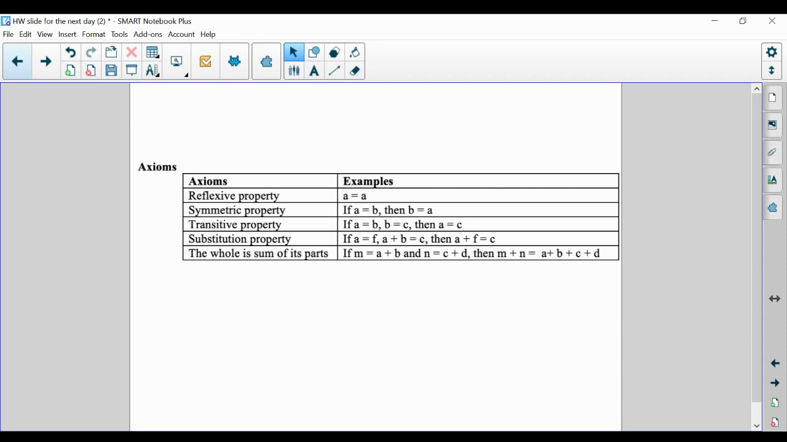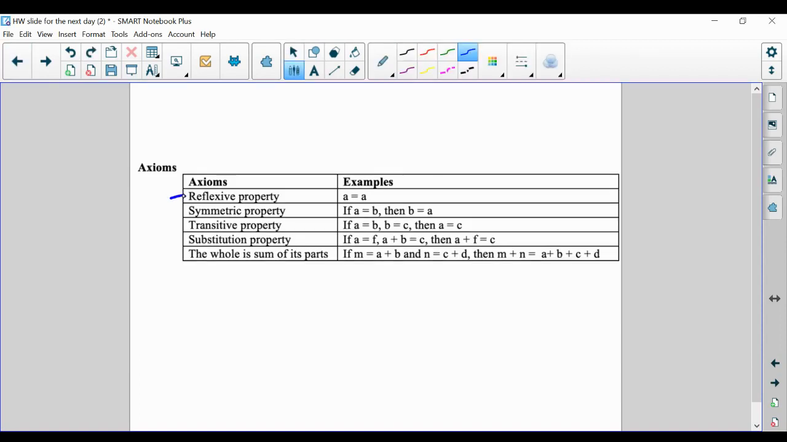Okay, so here are some basic properties that we are going to see very often. There's a couple of them that are very often used. So let me go over those axiom properties first. Axiom is the same thing as properties. So the first one, we have the reflexive property. The reflexive property we often use. What reflexive property means is yourself equal to yourself.